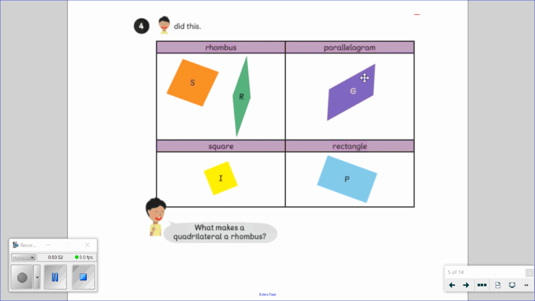The opposite sides are parallel. I is a square, four equal sides, and four right angles. And P as a rectangle, four right angles, and opposite sides of equal length.